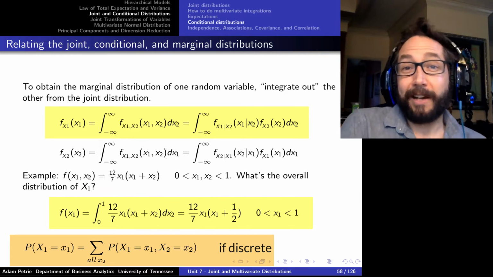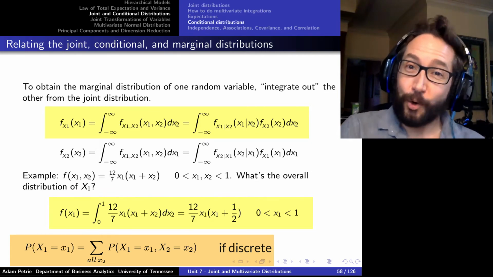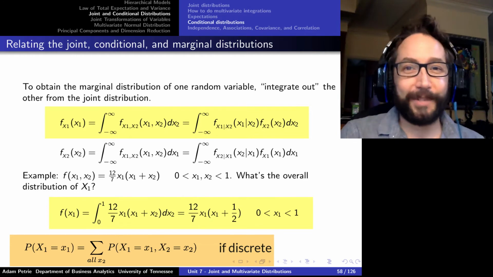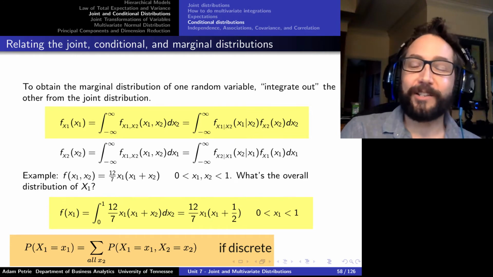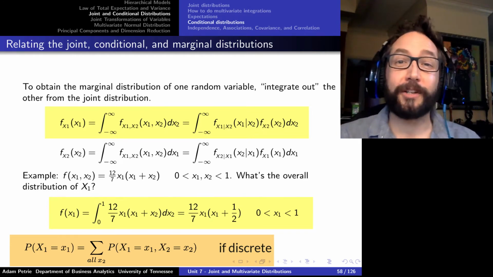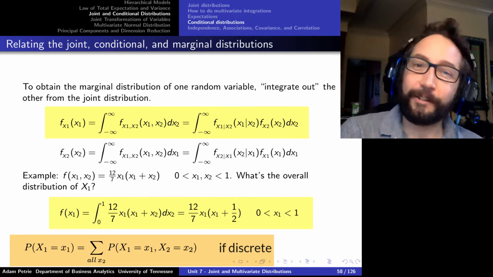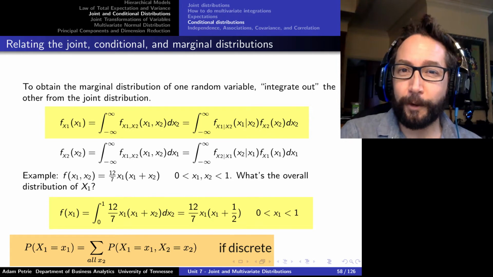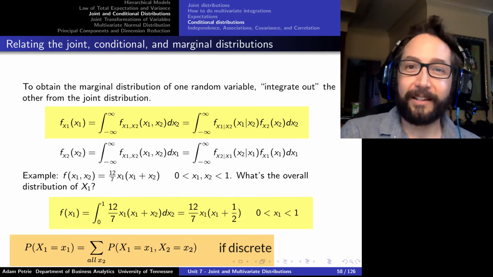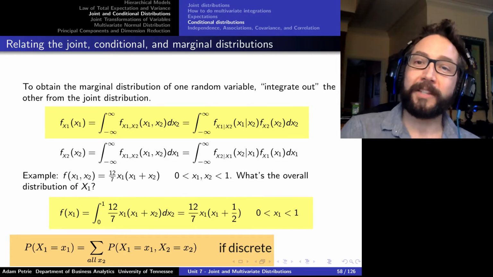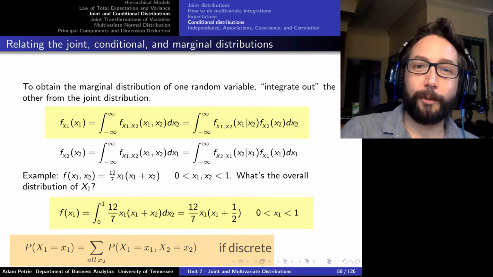So with that rather generic, artificial-looking joint distribution of 12/7 times x1 plus x2, if I just wanted to know what's the marginal distribution of x1 alone, I can take that formula and then integrate out x2, integrate over the range of possible values that x2 can take, which is between 0 and 1 in this case, and I recover some sort of formula.